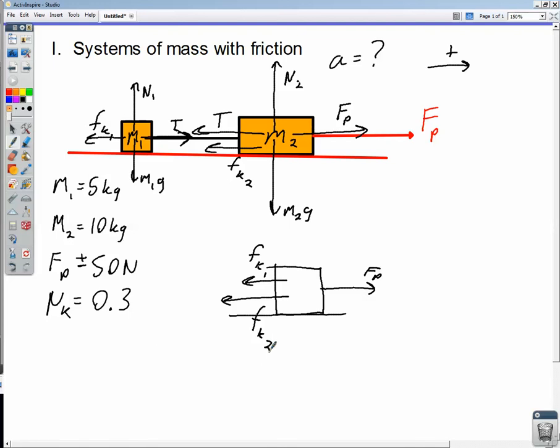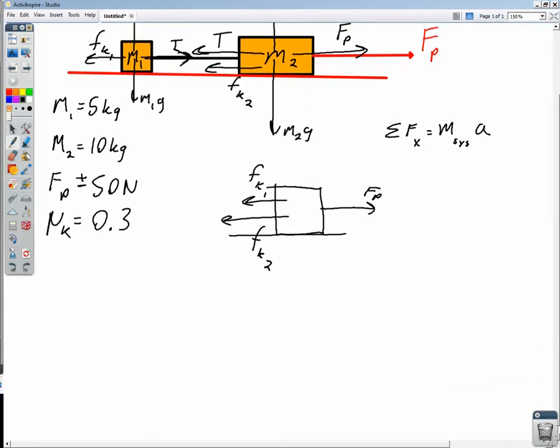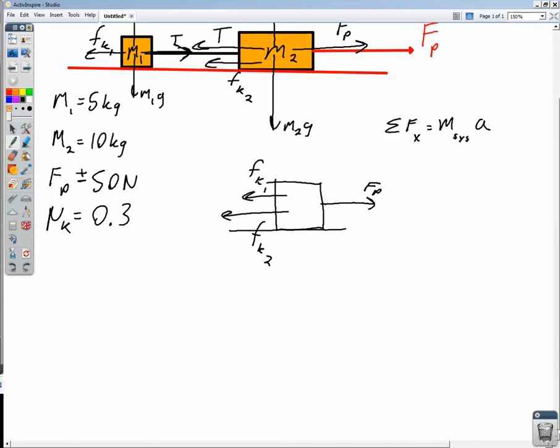All right, so this actually turns out to be a relatively easy problem. We look at the sum of the forces acting in the x direction on the system is equal to the mass of the system as a whole times its acceleration. And the forces that are acting in the x direction are labeled in our free body diagram. So we have force pull minus the friction from block 1 minus the friction from block 2. That's equal to the total mass of the system, which is going to be 15, 10 plus 5, times a.